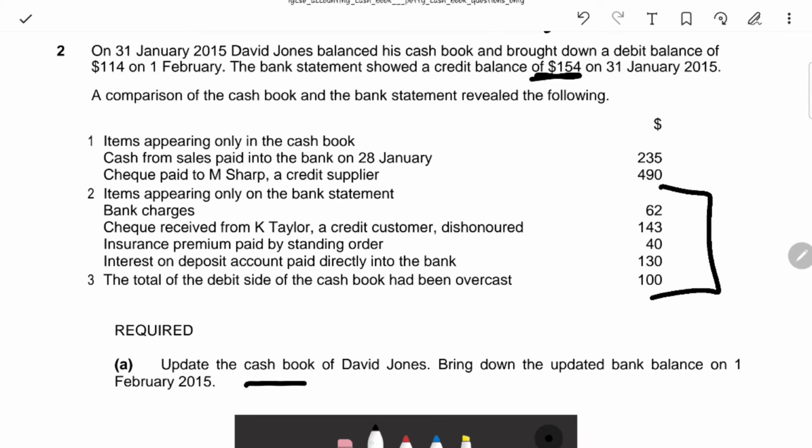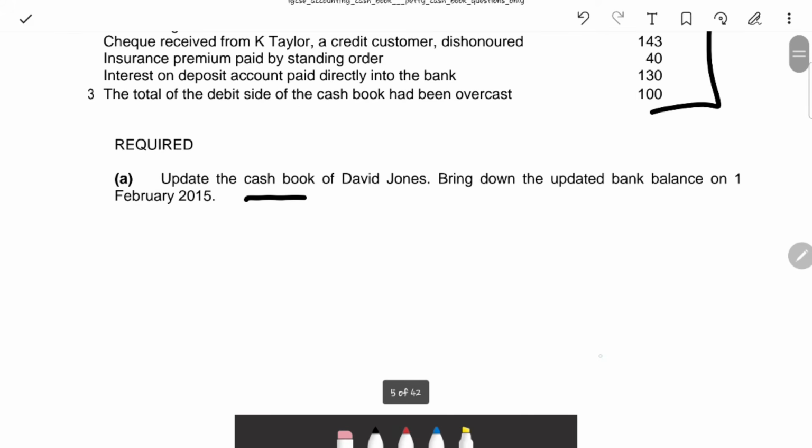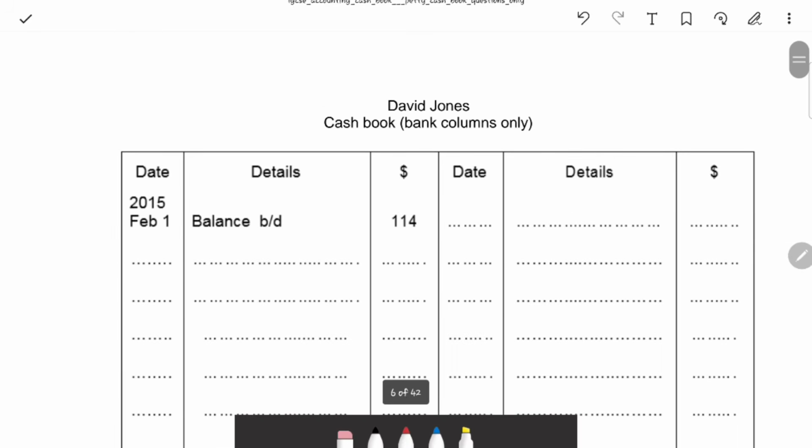So let's begin. The first one is bank charges. A bank charge would always be on the credit side because you're losing money. So on 1st Feb, you write bank charges.